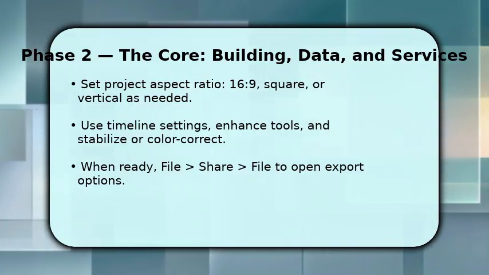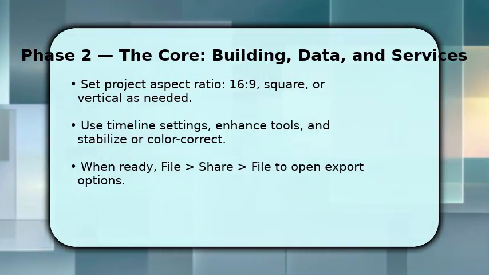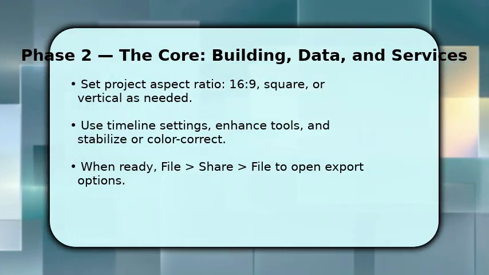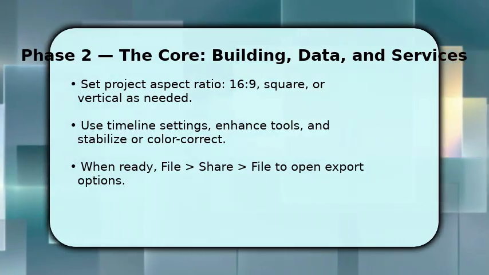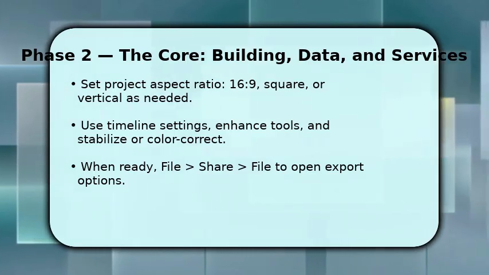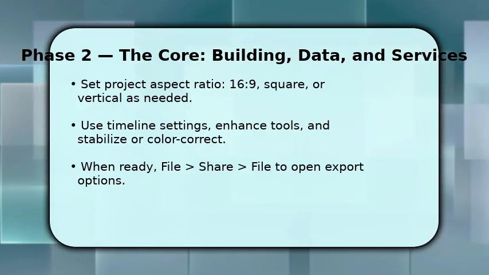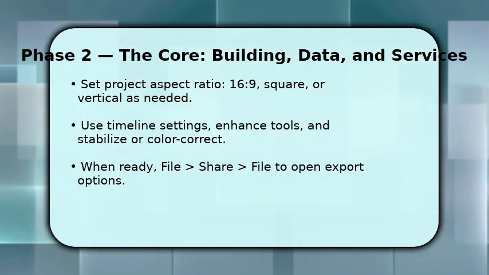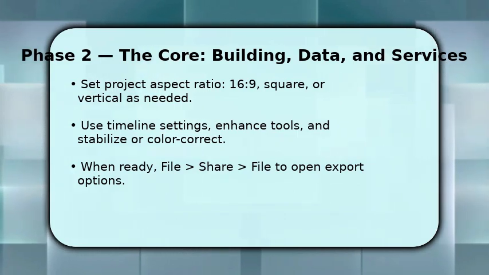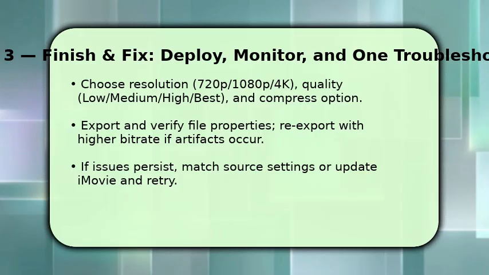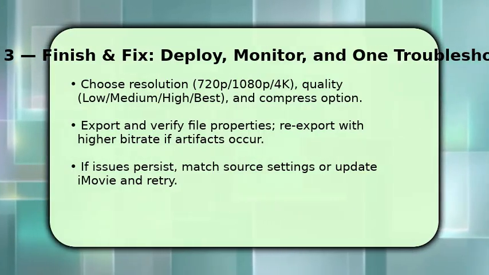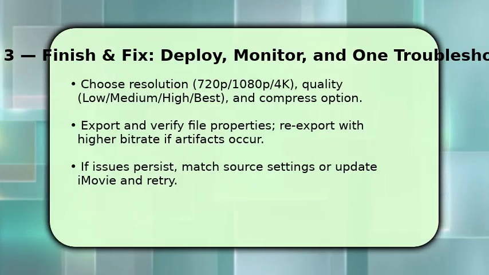Once edits are locked, choose File, then Share, then File to open export options. In that dialog, you'll pick resolution, quality presets, and compression. These are the levers that control final file size and visual fidelity, so balance them deliberately. Finally, pick the exact export resolution, 720p, 1080p, or 4K, and choose quality, low, medium, high, or best. Best preserves detail but increases size.